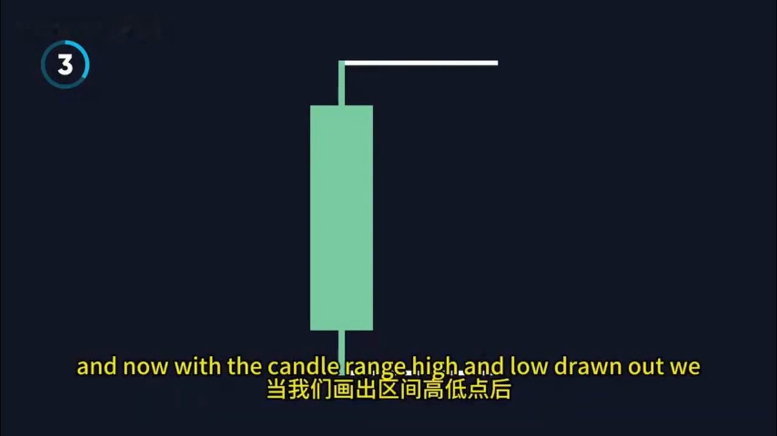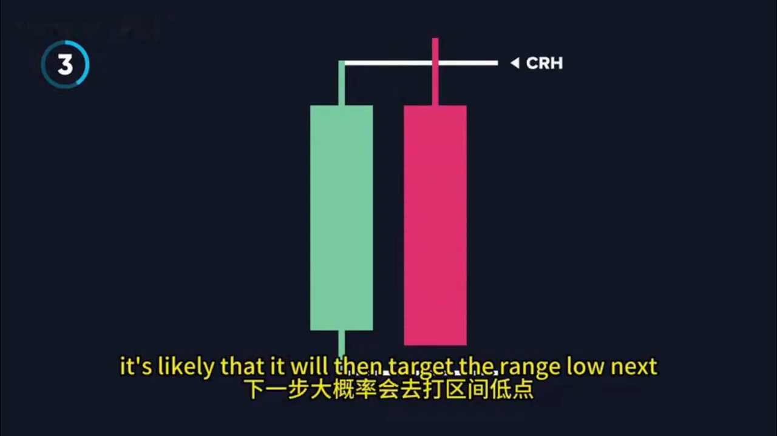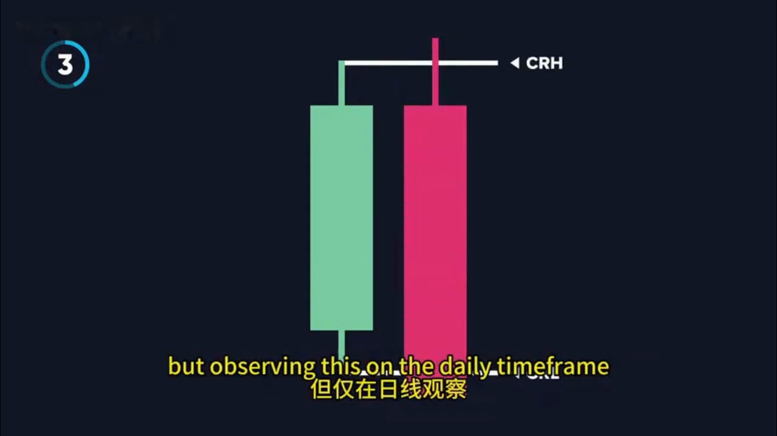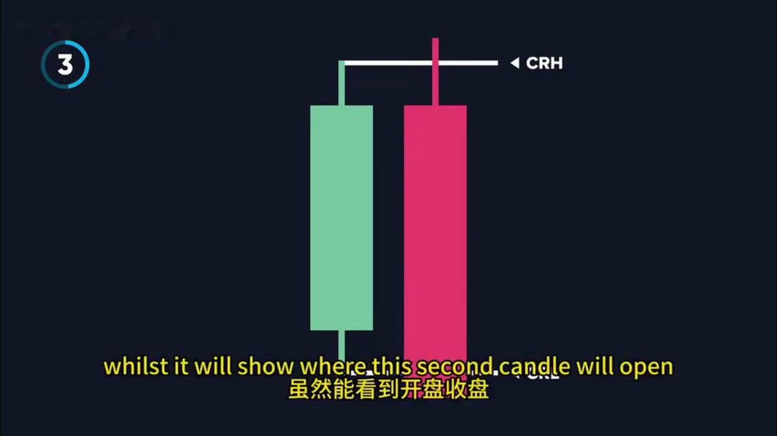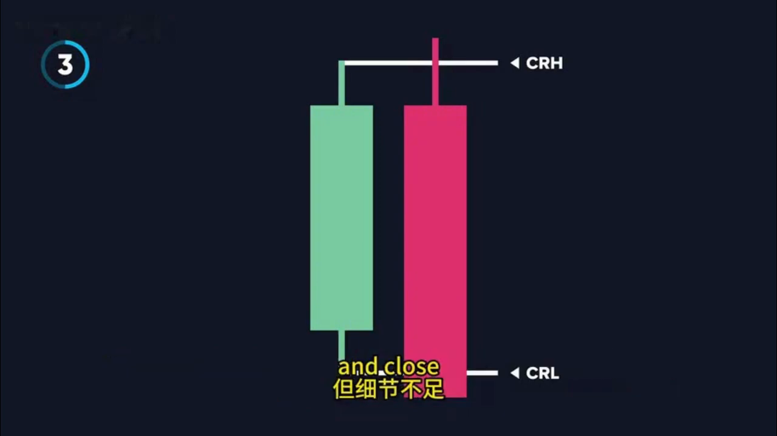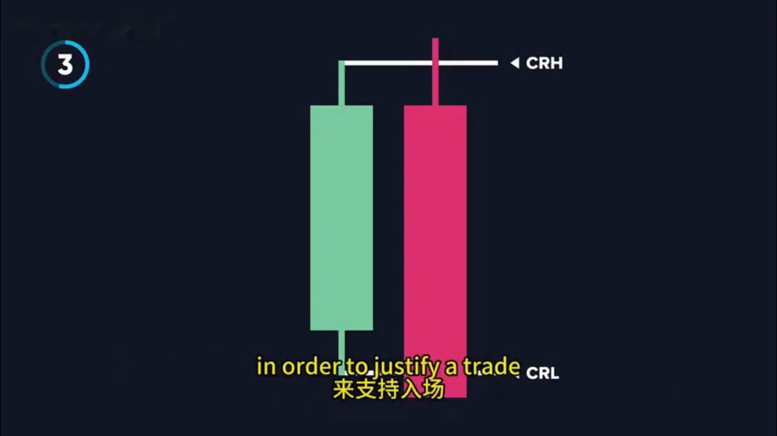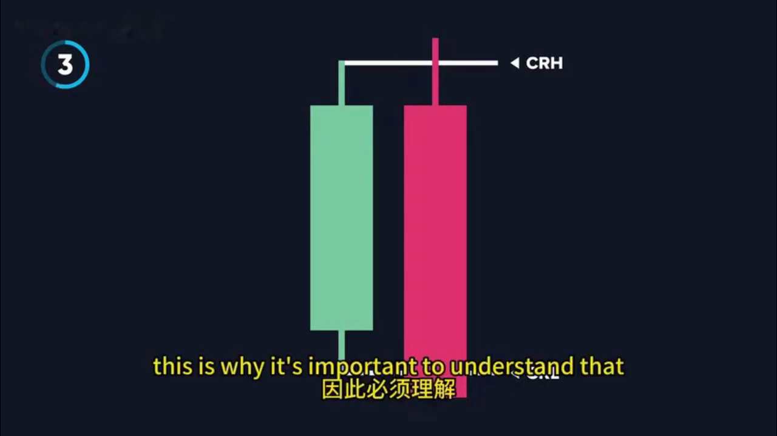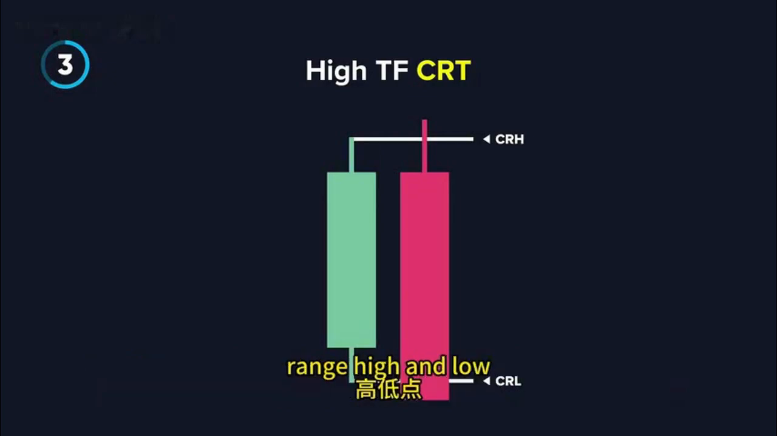And now with the candle range high and low drawn out, we know that if the following candle sweeps the range high, it's likely that it will then target the range low next. But observing this on the daily time frame doesn't really tell us much, because whilst it will show where this second candle will open and close, it doesn't offer us the important market structure that we are looking for in order to justify a trade. This is why it's important to understand that we only use the higher time frame to define the candle's range high and low.